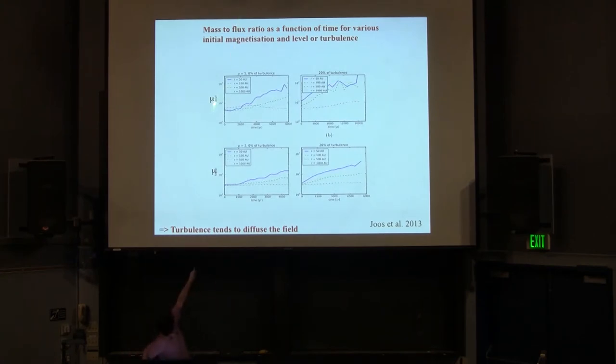So for example, here we have been measuring the critical mass to flux ratio as a function of time and for different radius. And so what we found is that the turbulence actually transports outwards the magnetic flux. Therefore, it reduces the magnetic flux that you have in the inner part of your core. And for that reason, it helps to reduce the amount of magnetic braking which is available. That's one effect. The other effect is that you also have an angle between the field and the rotation axis. So it becomes hard to disentangle everything.